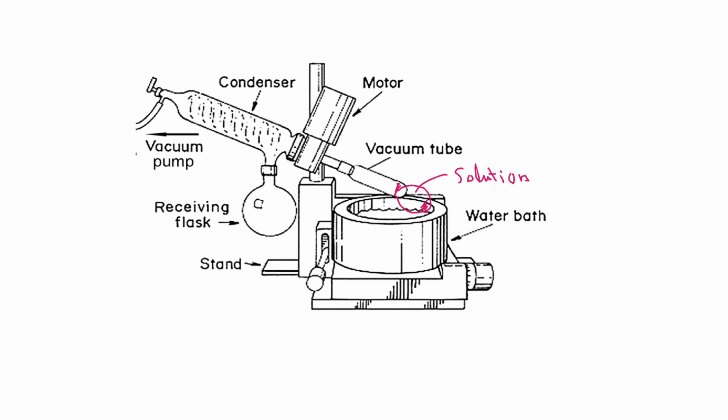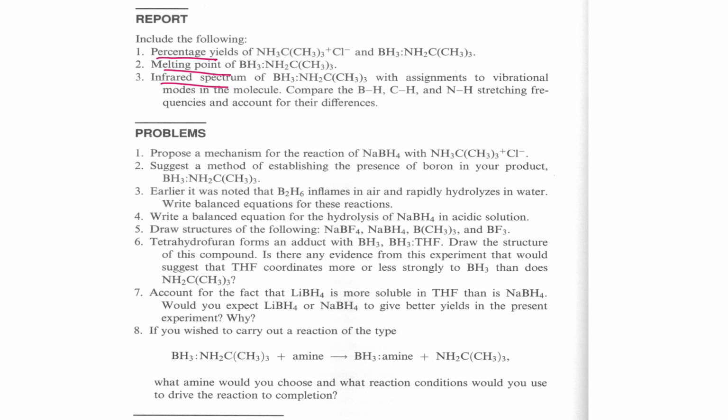After this process, you end up with the BH3 adduct, and you characterize this product by calculating the percentage yield. You weigh the flask before, then you weigh it after, so it gives you how much product you get, and the melting point if it's not liquid, and the infrared spectrum, and you look for the BH and the BN bonds, most important. And you solve the problems here before you come into the lab.